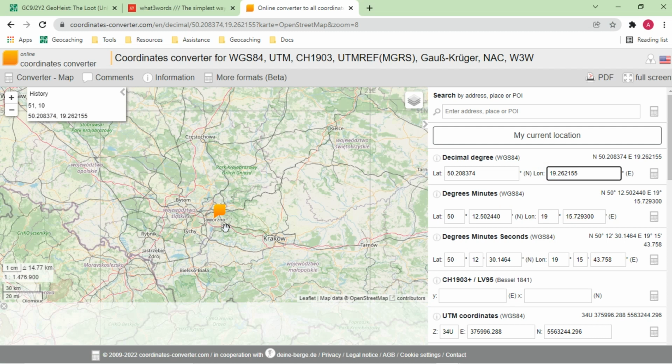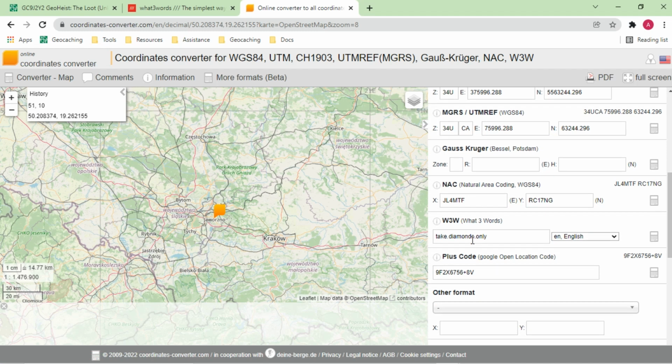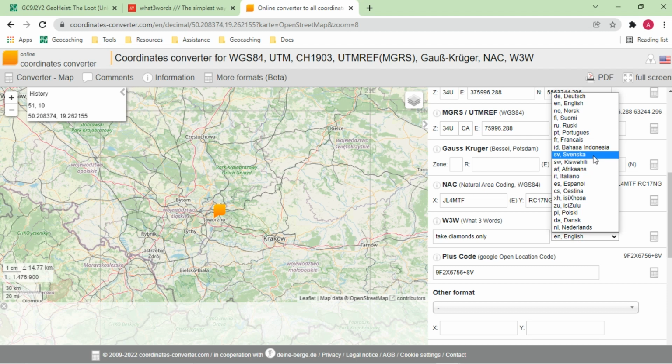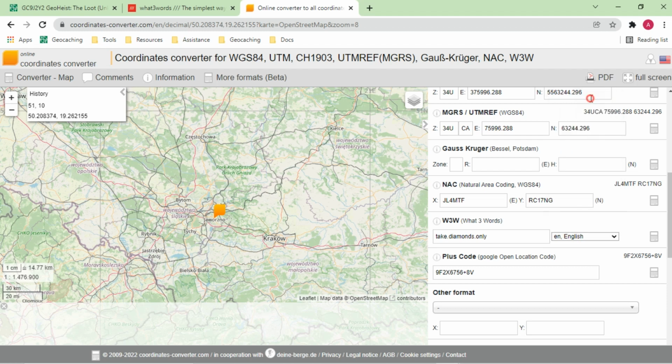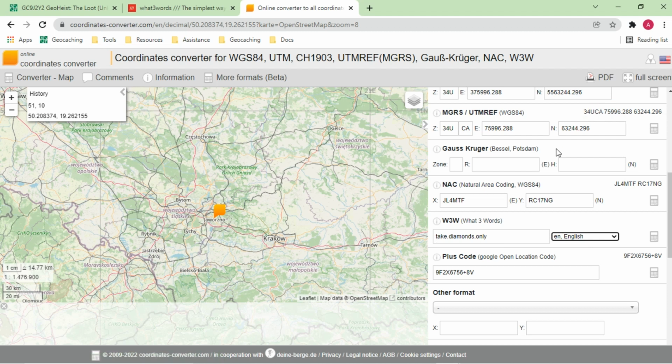And it goes again to the same city, and we see it in all different systems, including what3words, and in English, take diamonds only. If I go to another language, German, you see I get completely different words. It's not take diamonds only anymore, not even a German translation. It's truly 3 very different words. So always take the language into account as well. But now we have solved this geocache.